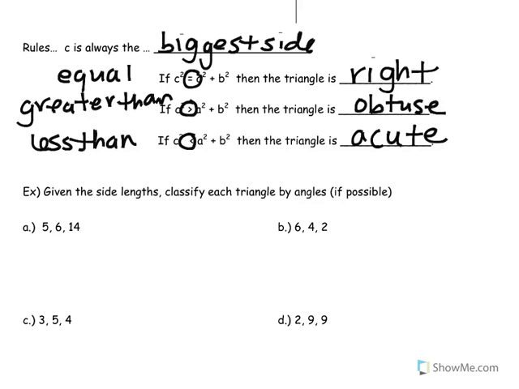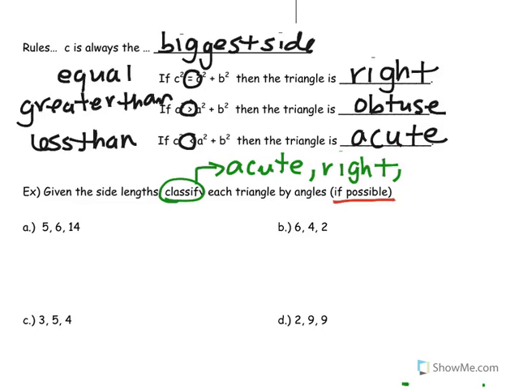So let's look at some of these examples. It says, given the side lengths, classify each triangle by angles, if possible. I'm going to come back to what this means about the if possible. But classify means my answer should look like this. They should either say acute, right, or obtuse.